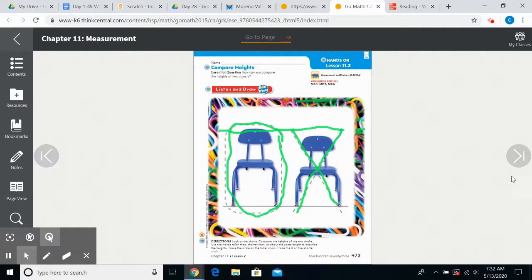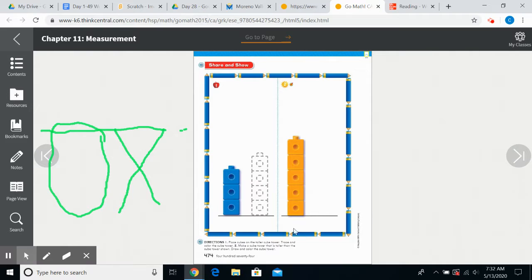Let's go ahead and turn to the next side. On this page, what they want us to do is to put cubes to make towers. Of course, we don't have cubes, but that's okay. We can draw them. For number one, they already did it for us. They made a taller cube tower. So what they want you to do is just take your color and you're going to trace these cubes that are taller than this cube stack.